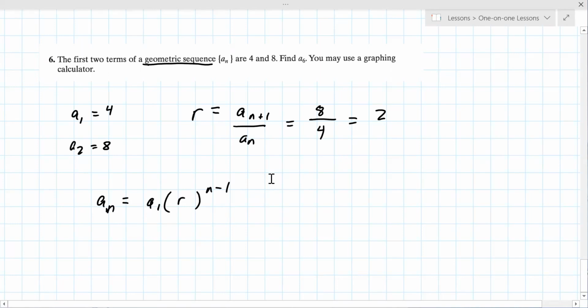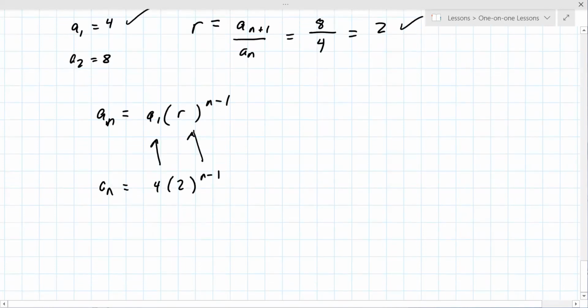So the formula requires you to have A1. Well, hey, I've got that. R, you got that. So A(n) equals 4 times 2 to the n minus 1 power. Okay. So if I wanted the 6th term, A sub 6 means the 6th term.